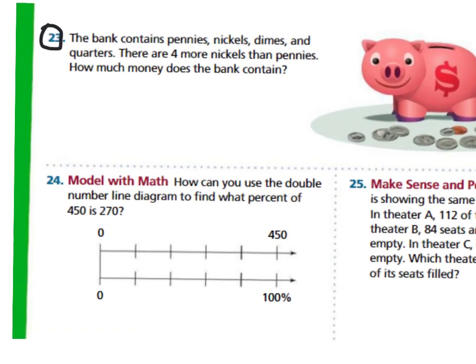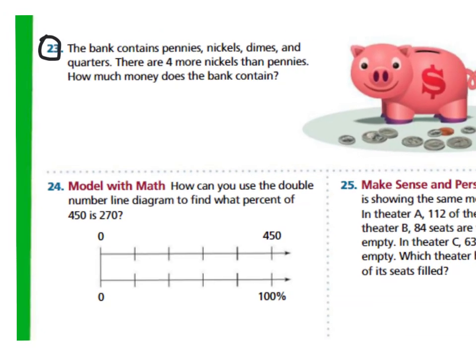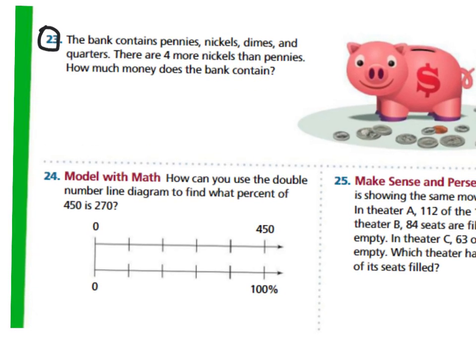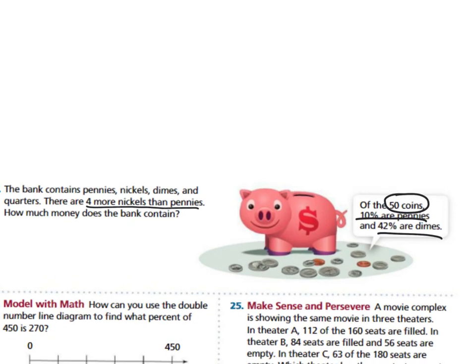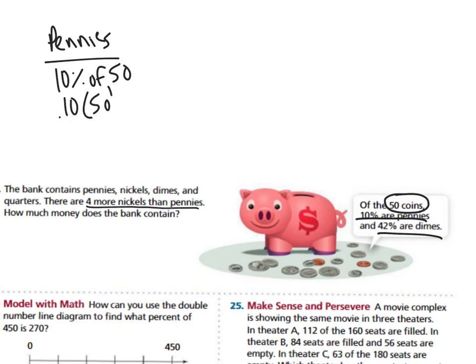On number 23, it says that this bank contains pennies, nickels, dimes, and quarters, and there are 4 more nickels than pennies. And the question is, how much money does this contain? Also, we have a bit of information over here. There's 50 coins altogether. 10% are pennies, 42% are dimes. So based off of that, for the pennies, we know that's 10% of 50. So that would be 5 pennies.